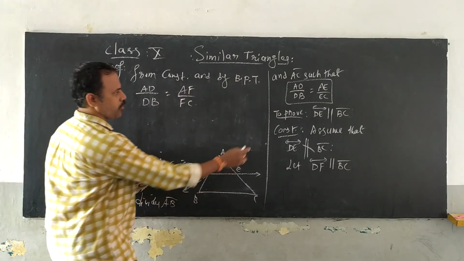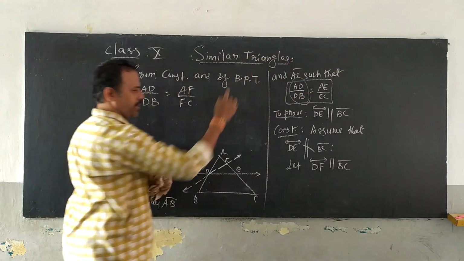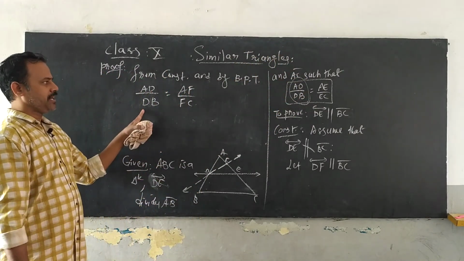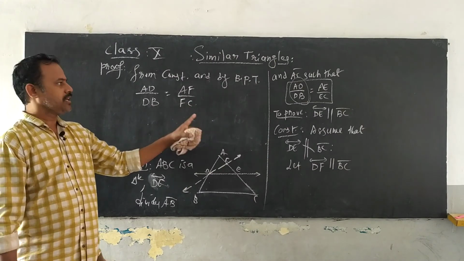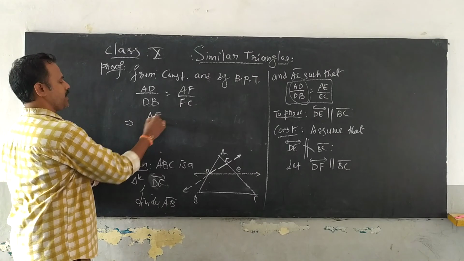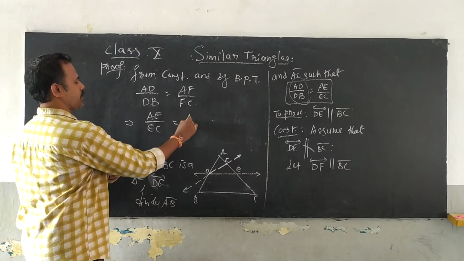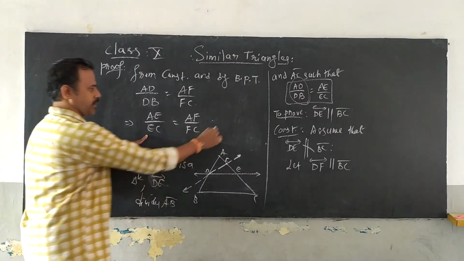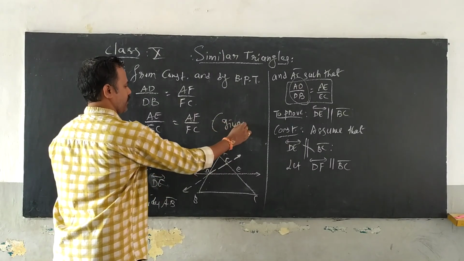But you observe here what is given to us. AD by DB is equal to AE by EC. Now here AD by DB is equal to AF by FC. I can substitute that one here. So implies AE by EC is equal to AF by FC. Where did we get this one? We get this one from the given.